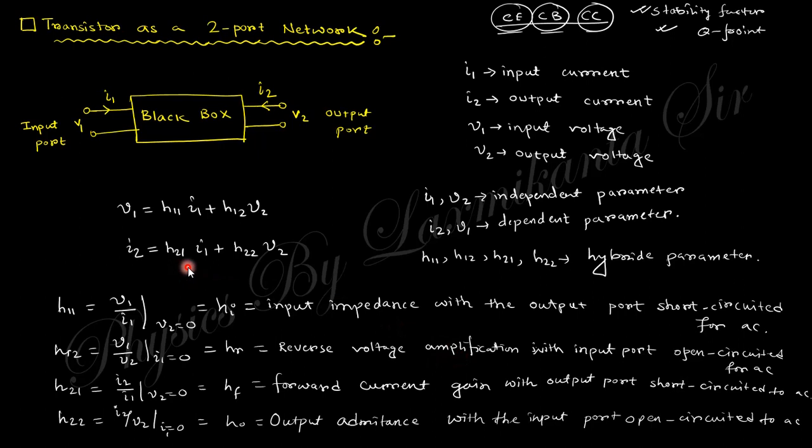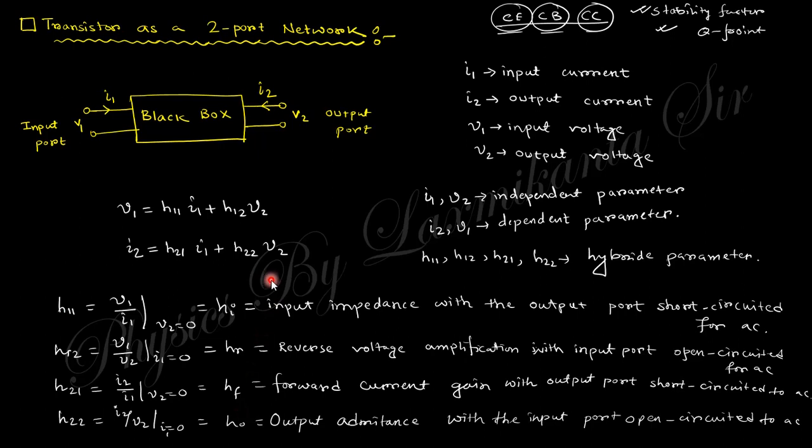Next one is H21. H21 is nothing but I2 by I1 when V2 is 0. I2 by I1 means the current gain, and this is forward because this is output by input. So this is forward current gain when V2 is 0. V2 0 means the output is short circuited. When the output is short circuited, the forward current gain is denoted as H21, and since this is forward, that's why we wrote the F here.